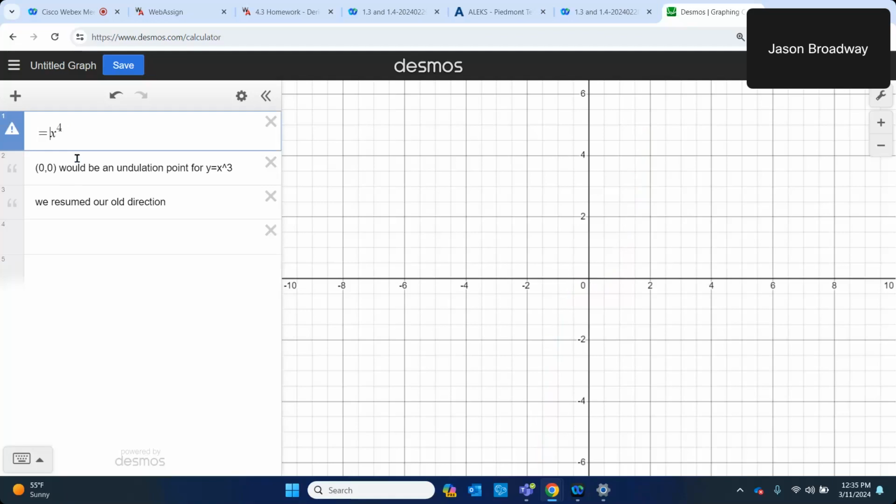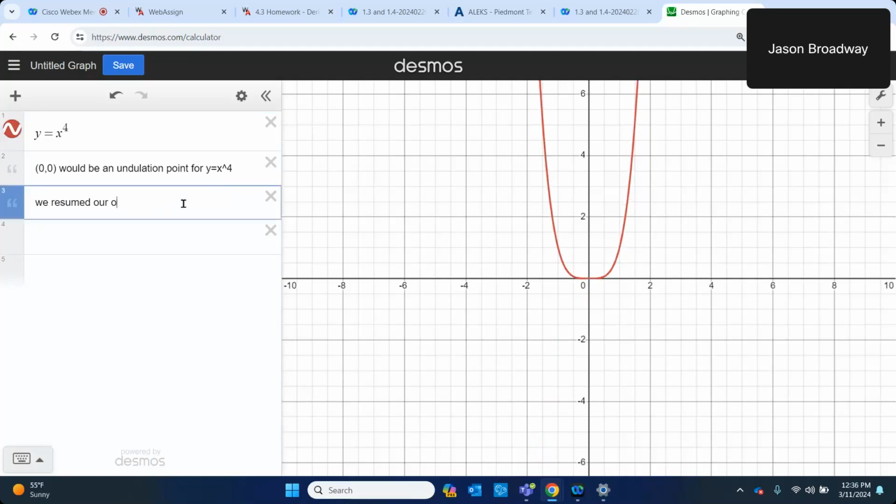I need to edit the video. Darn it. So here's an undulation point. Undulation point would be y equals x to the fourth, not x cubed. X cubed gives you a saddle point. Undulation point would be y equals x to the fourth. By the time you guys get the video, I'll have this edited.